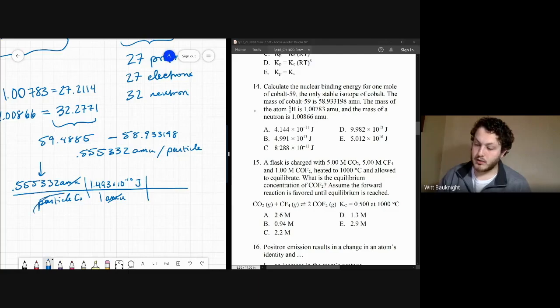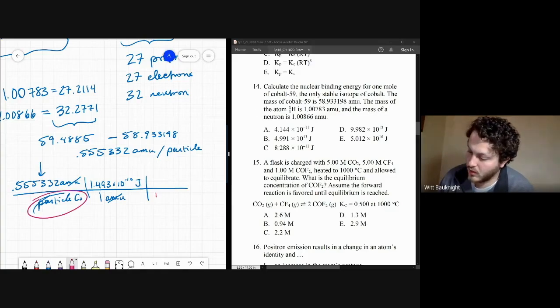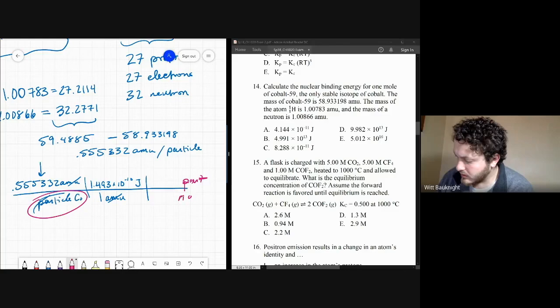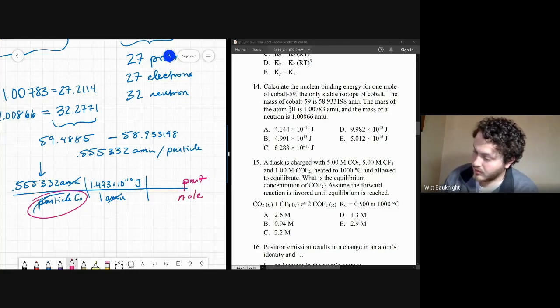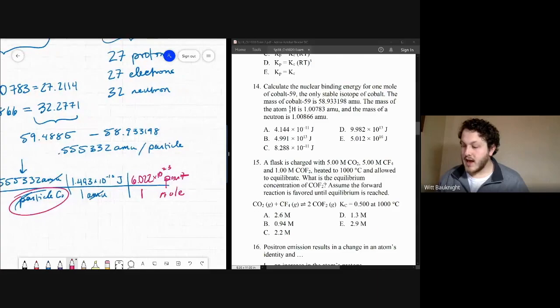So let's convert particles into moles. We're going to get rid of particles, and we're introducing moles. So 1 mole is equal to 6.022 times 10 to the 23rd particles, right? So now we have the joules per mole. And there's only 1 mole, so this is actually going to be our answer.